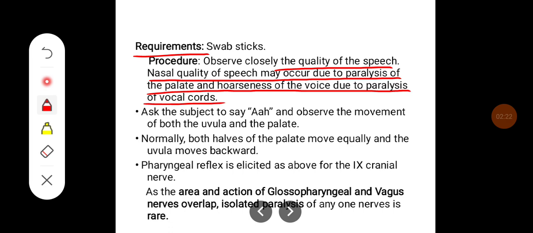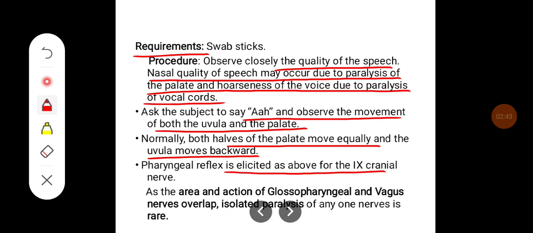Then ask the subject to say ah and observe the movement of both the uvula and the palate, and this is called the ah test. Normally both halves of the palate move equally and the uvula moves backward. The pharyngeal reflex is elicited as we have done for the ninth cranial nerve. As the areas of action of the glossopharyngeal and vagus nerves overlap, isolated paralysis of any one nerve is quite rare.